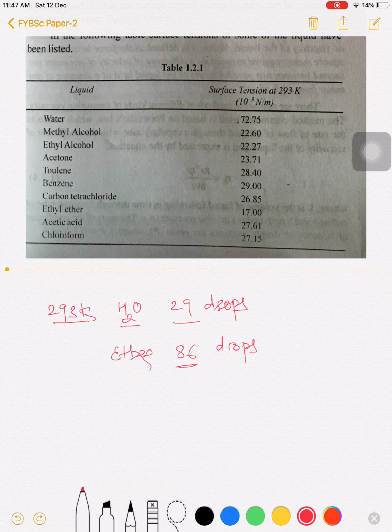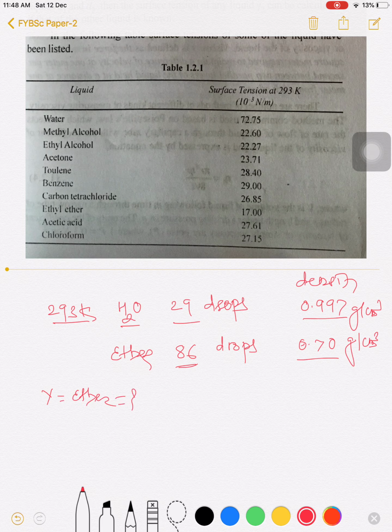Then suppose the density of water is 0.997 and the density of ether is 0.70 gram per centimeter cube. So these are the densities of the two liquids: for water it is 0.997 and for ether it is 0.70. Now they have asked us to find the surface tension of ether. We are going to calculate the surface tension of ether.